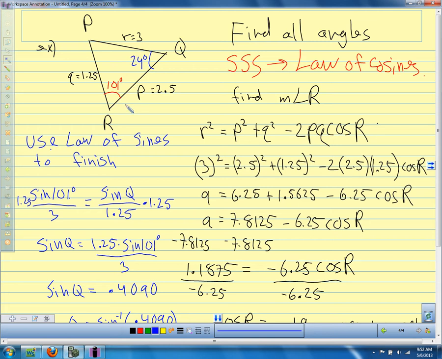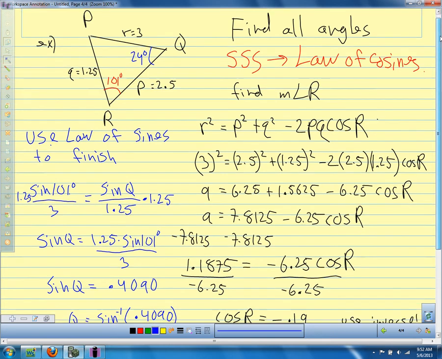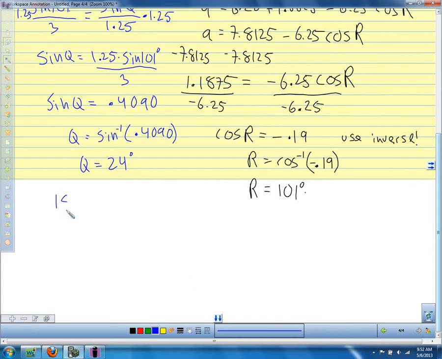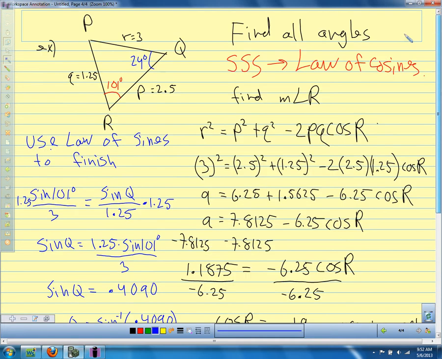Now do I have to use law of sines again to find angle P? No. What can we do? Add these two together, subtract from 180. All three angles in my triangle add to 180. So now I can just add these two together and subtract from 180. So 101 plus 24 is 125. So to find the last angle, 180 minus 125 is 55. And I get my last angle.